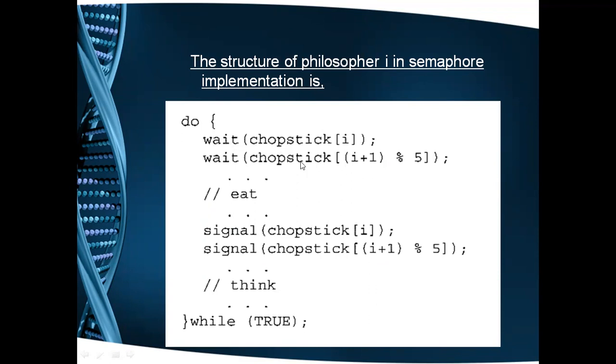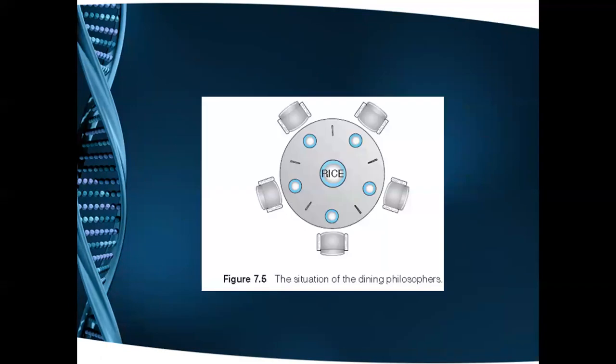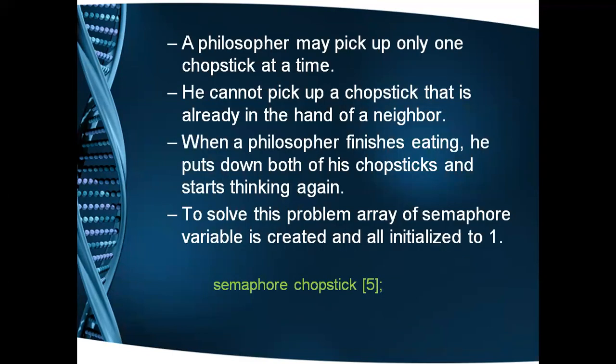This one is to take the right side chopstick. If these 2 chopsticks are free, then the philosopher can take them. If both are available, the philosopher can eat. After eating, he has to release both the chopsticks, so there are 2 signal operations: to release the left chopstick and to release the right side chopstick. After releasing, the philosopher again enters the thinking state. So this is simple code to solve the dining philosophers problem.